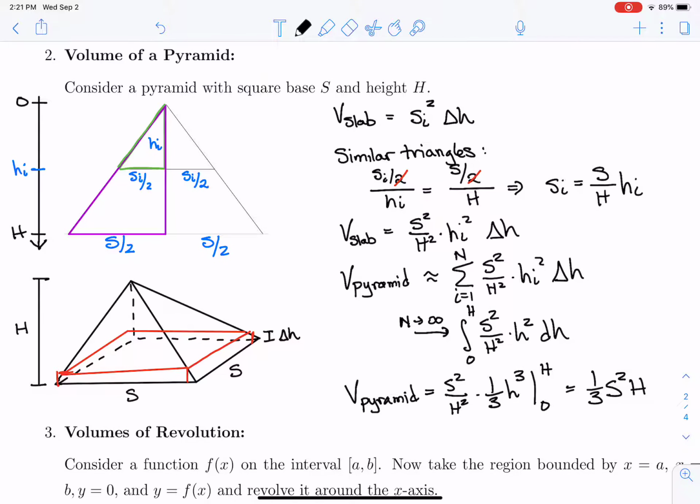So again, the idea is we're going to take this solid, slice it into thin slices, and find the volume of those thin slices. We're going to add them all up and then recognize that that sum, if we let the slices get thinner and thinner, essentially using an infinite number of slices, becomes an integral that we can evaluate. And now we know how to find the volume of a pyramid as well as the volume of a hemisphere.